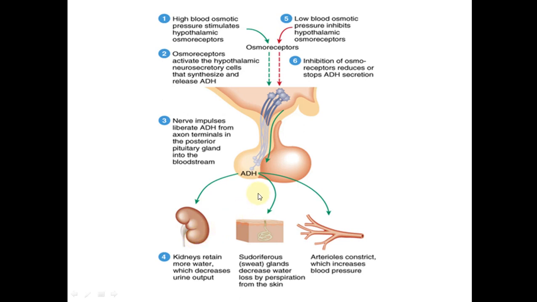An additional effect of ADH is on the sweat glands, also known as the sudoriferous glands, and here it will decrease evaporation and loss of water from the body. So this is an additional effect of the ADH by adding water to the blood. The third effect is on the arterioles. ADH causes narrowing or vasoconstriction of the arterioles, and it will increase the blood pressure.